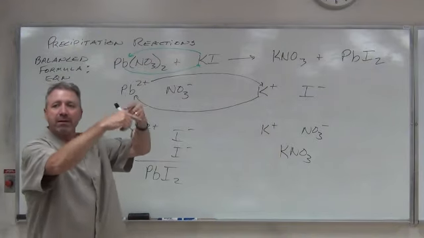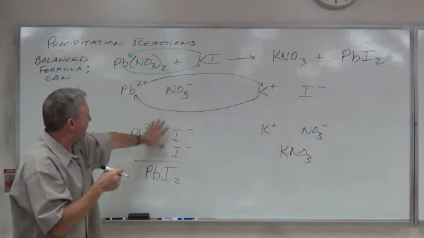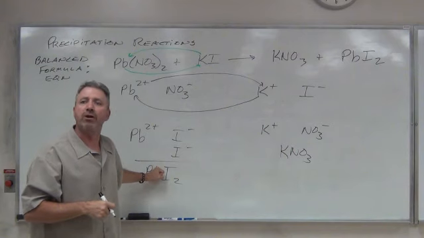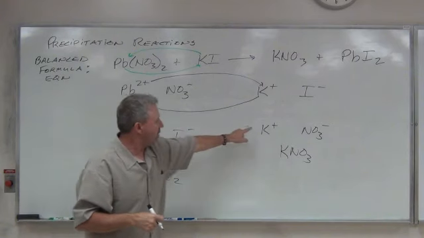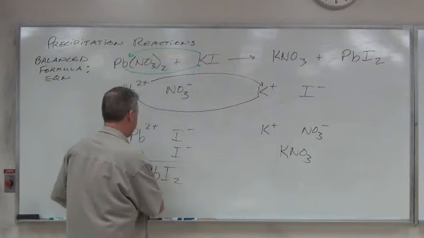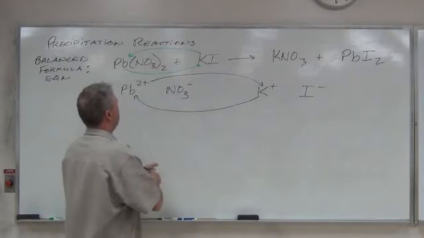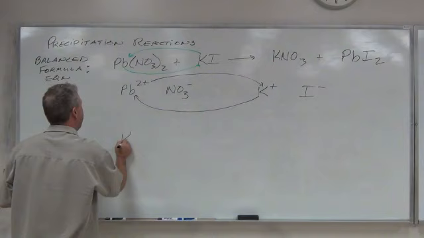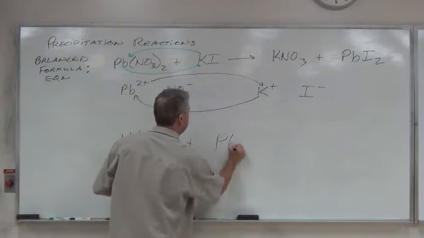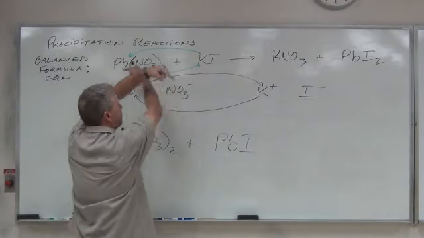I swap the cations. I then look at the cation-anion combination and I write a good neutral formula for the new compound. I do it for both of them. That's how I predict my products. I know what most of you are going to do. I'm going to do a swap, so it's going to be KNO3 2 plus PbI. That's what you're going to do. You're literally just going to swap them.